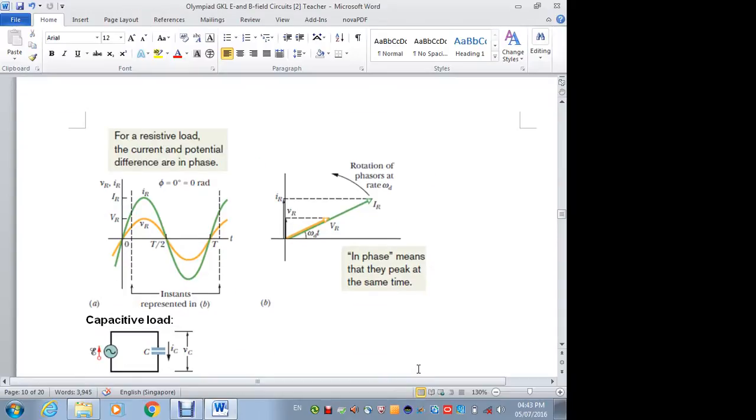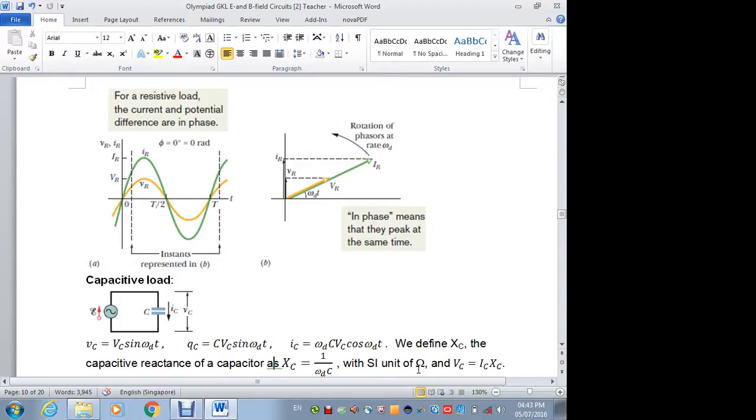But since the phasor diagram is inside the syllabus, we'll just include it in. Capacitive load. Okay, let's connect a generator to a pure capacitive load, like this. So again, by Kirchhoff's second law, V will be equal to VC, the voltage across the capacitor. Right? So VC is V sine omega t.